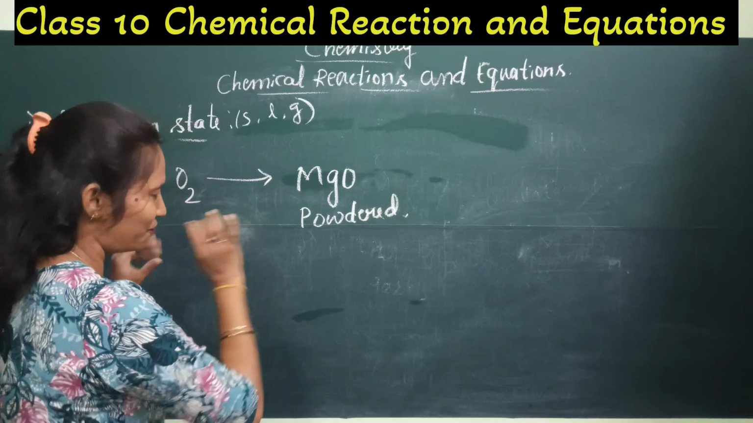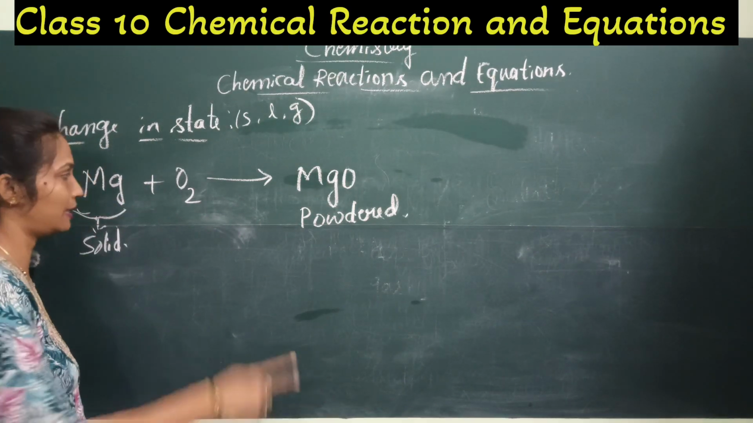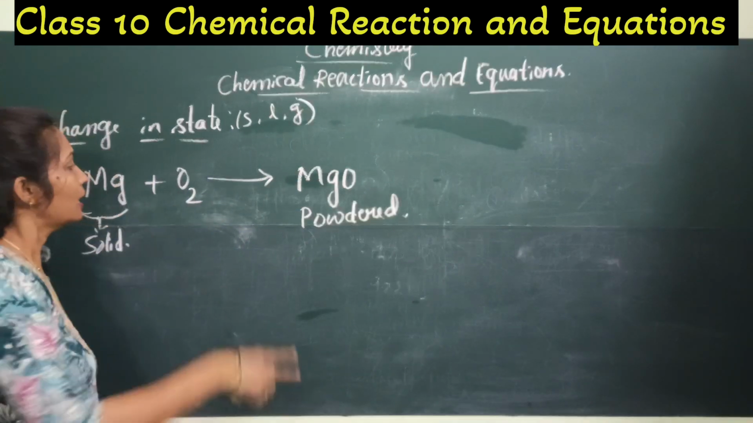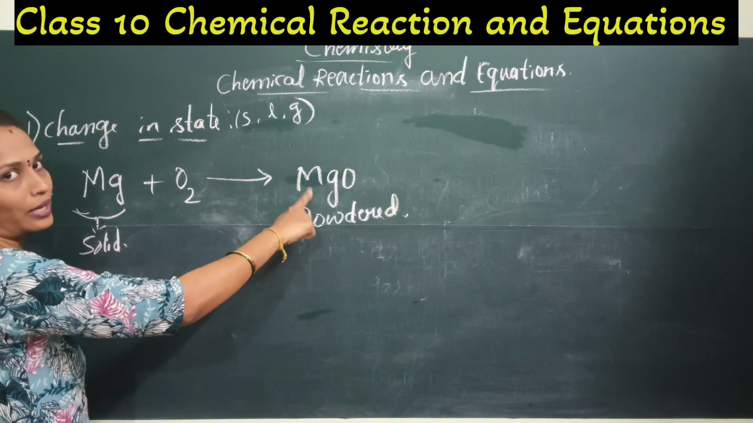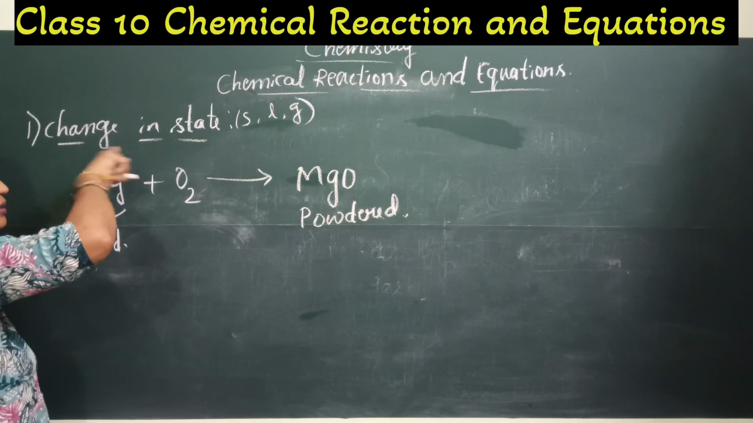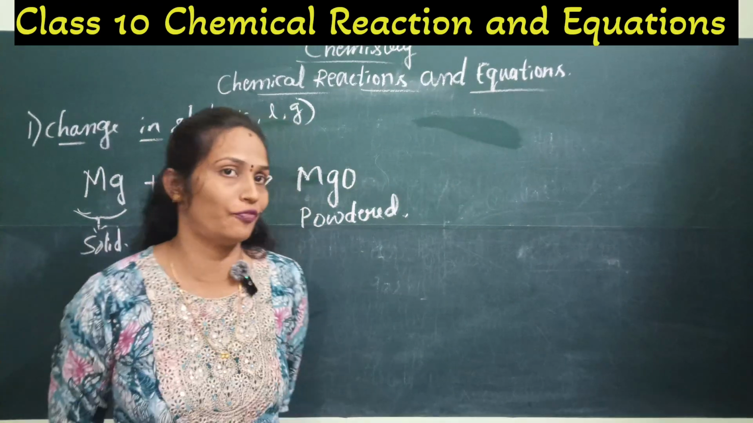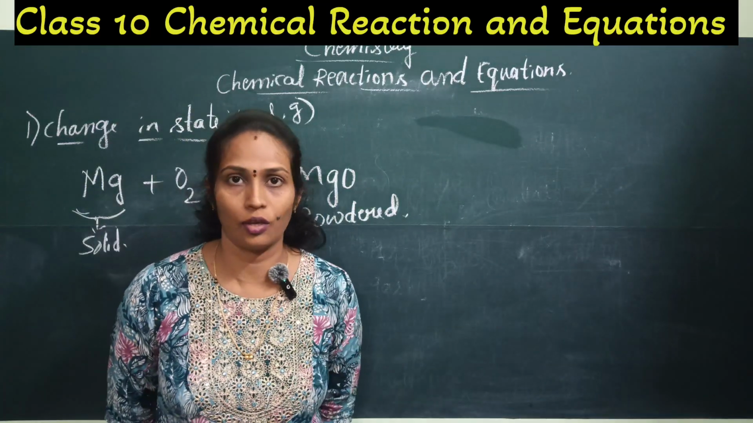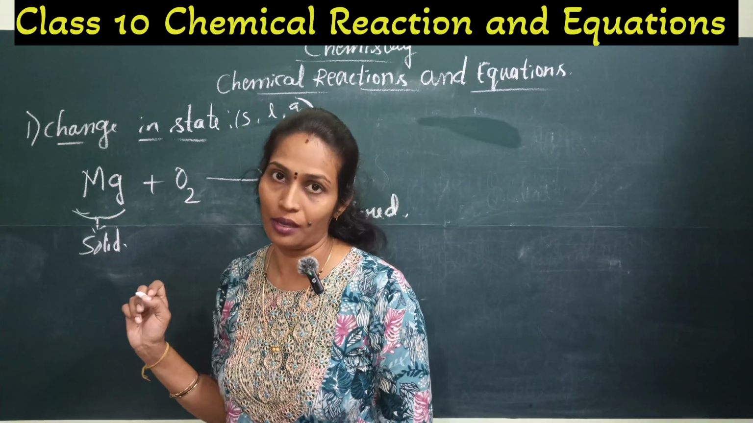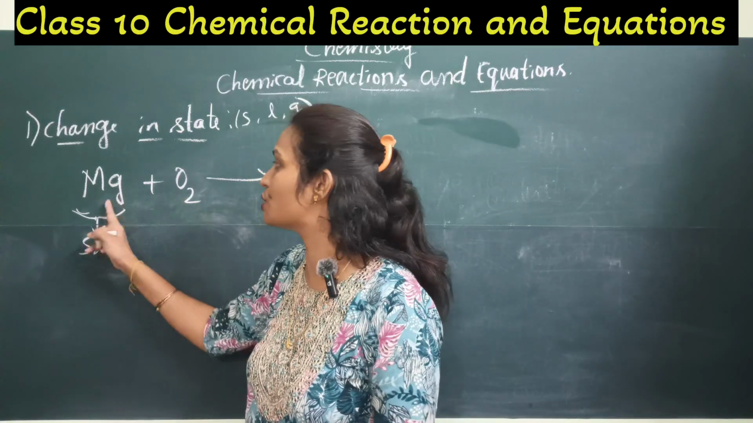Let me explain a few things now. This side is called the reactant side, and this side we call the product side. When the reactants react and a new substance is formed, that we call a product. These reactions happen when there is a chemical change between these two things.